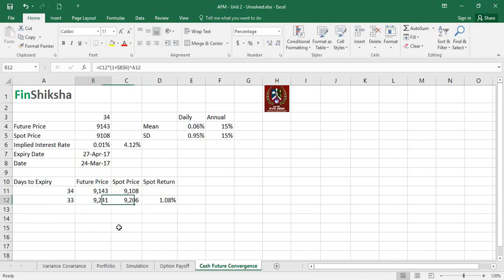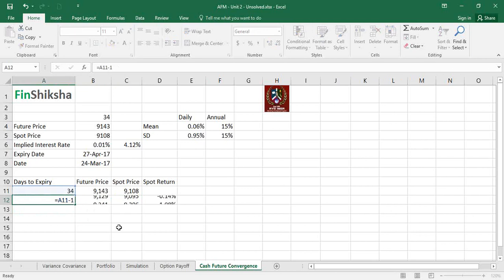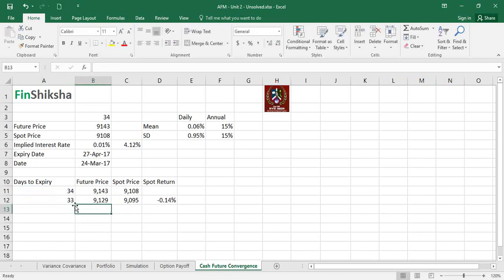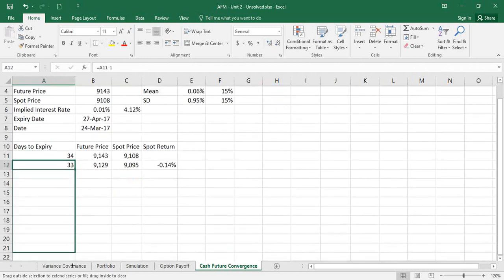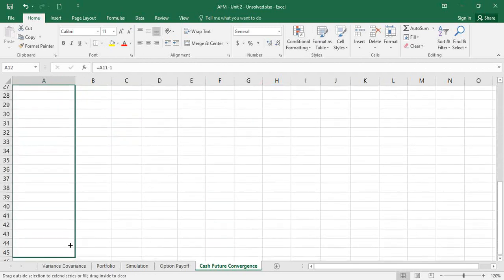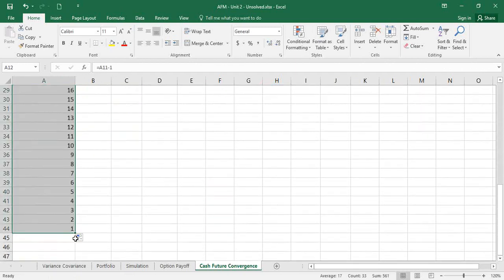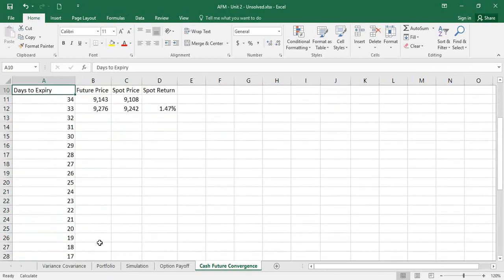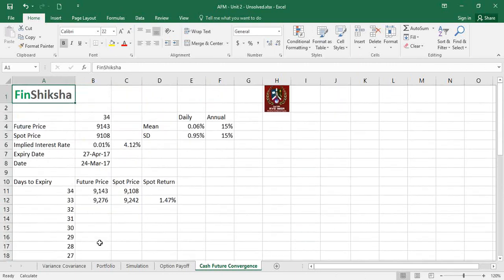And the moment you put 33 days, depending on what the spot value is, the next day you see the future value go up. And I will just link this to -1, and we will just take this down all the way up to 1 day, and finally a 0 day scenario, right? That's what we do. Let's go ahead and put all the data points in.